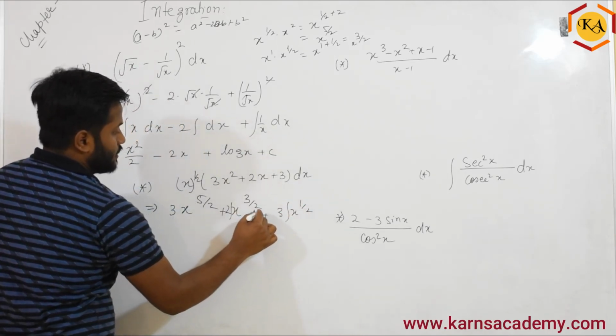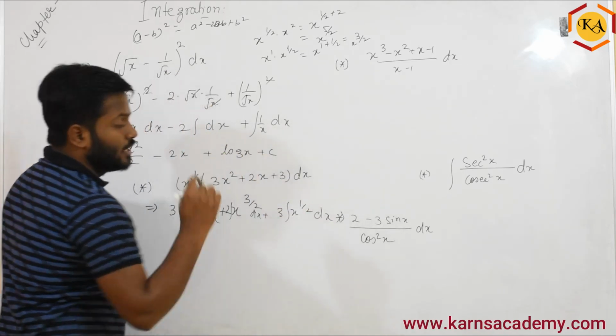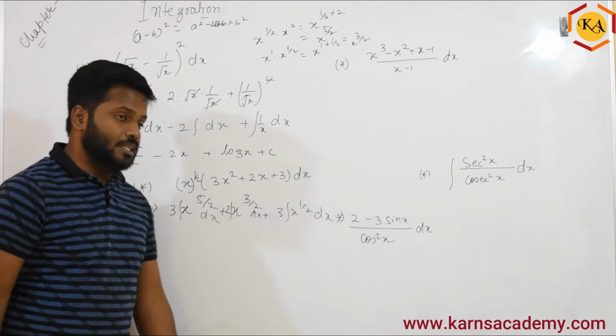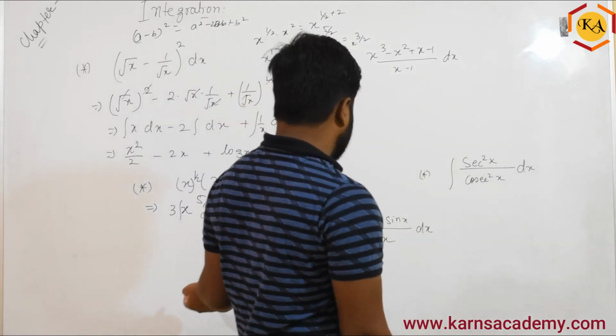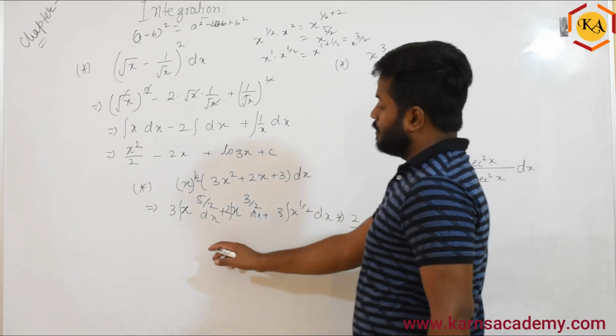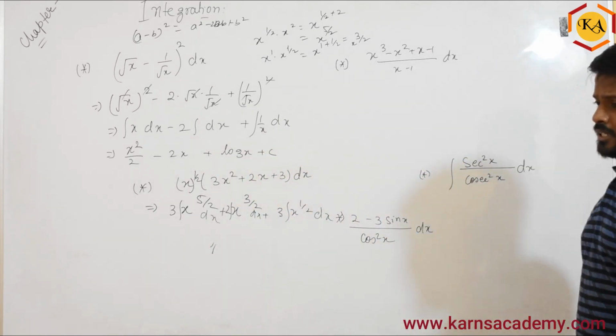Now normal integration, I hope by now all of you would have understood how we do the normal integration. 5 by 2 plus 1, that will become 7 by 2 by 7 by 2, and then you cancel it. Try to find out and tell me what is the answer for this. Right, next we will move on to this particular problem.